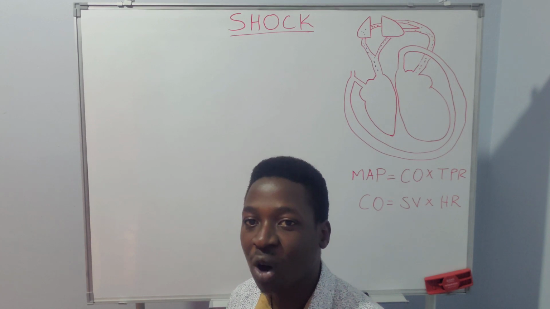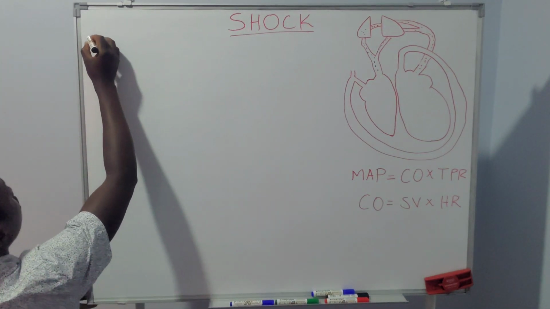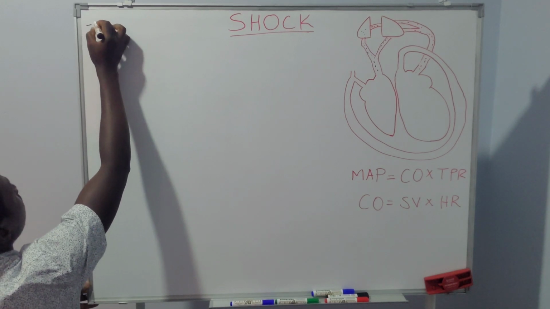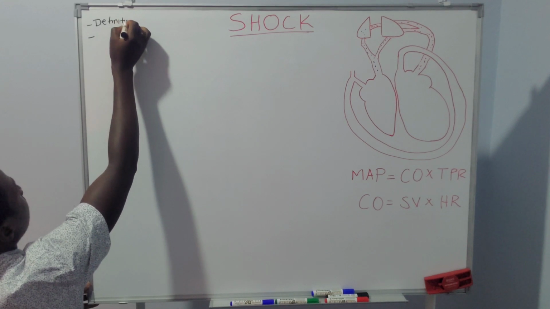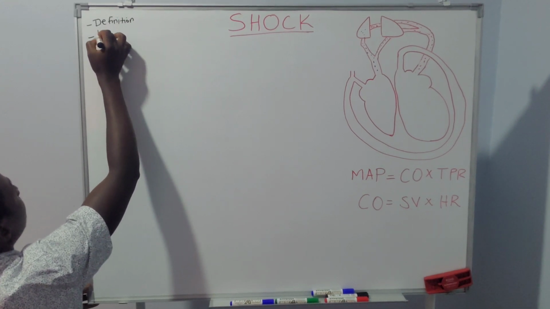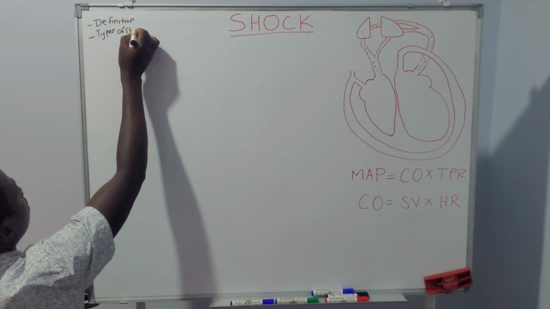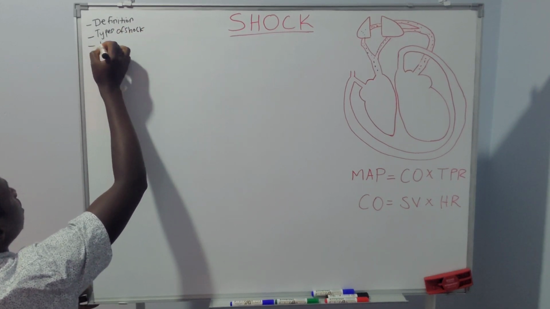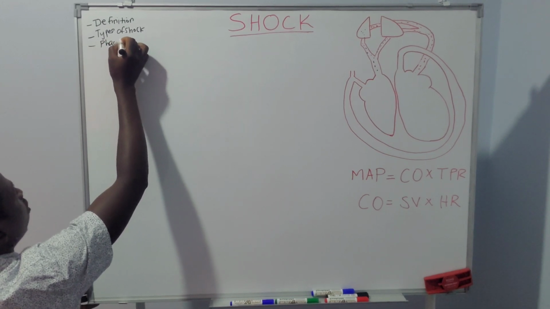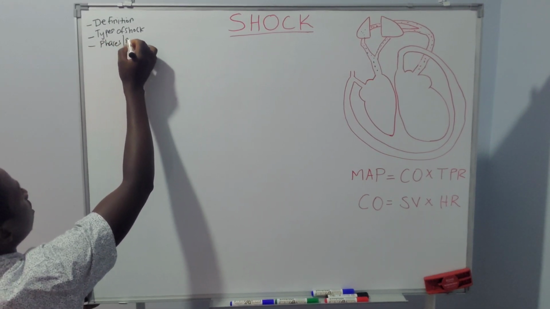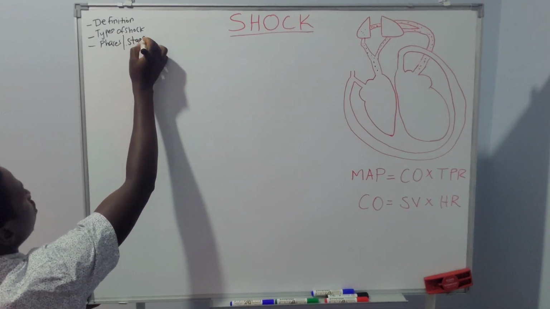So what do we need to know about shock? In our discussion of shock, one, we need to know the definition, which we have just defined. We need to know about the different types of shock. And then physiologically, we shall need to know about the different phases or the progression, or stages. You can call them stages of shock.